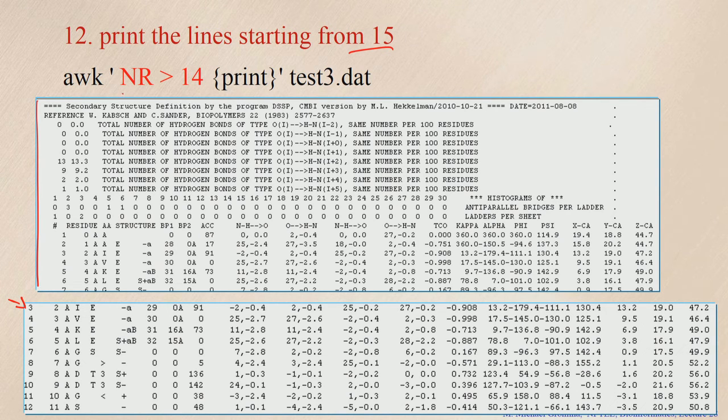So, here you can come, what is NR? Records, right. In this case the line number is more than 14, because we need from 15, right, then you print from this input file. So then you will eliminate all these lines, 1, 2, 3, up to 14, right. Then you can start from this line.